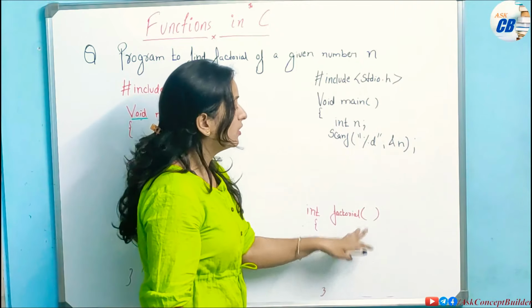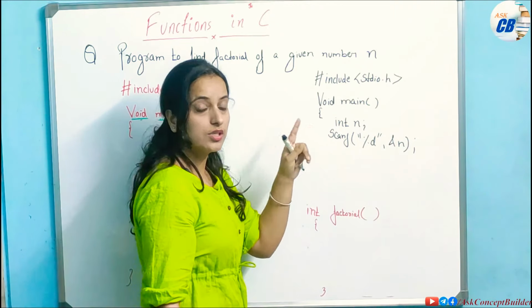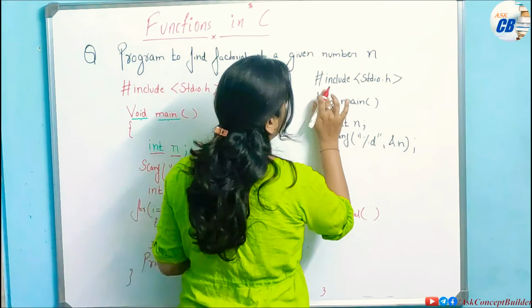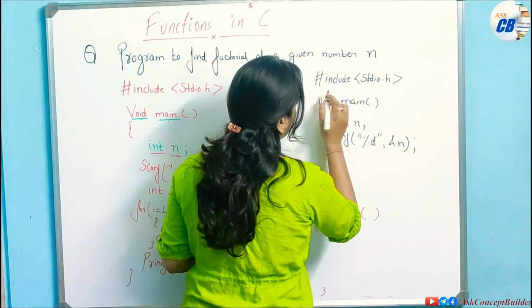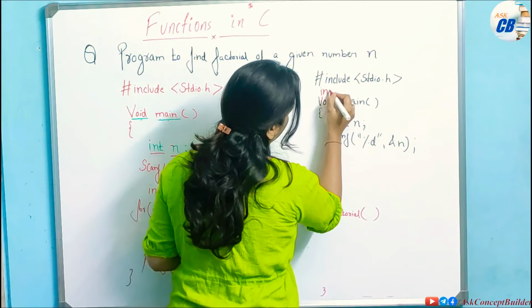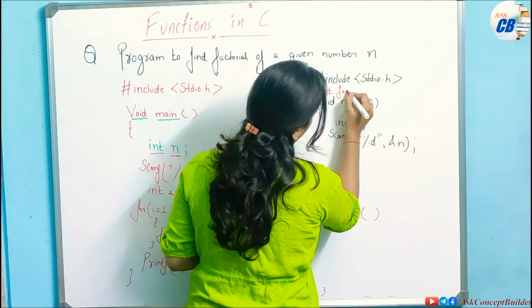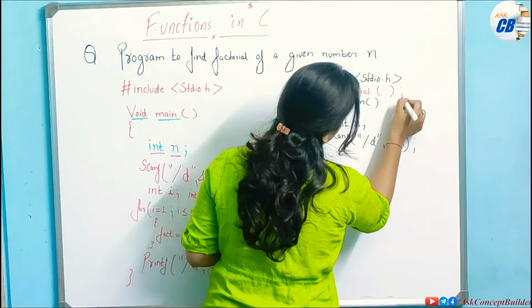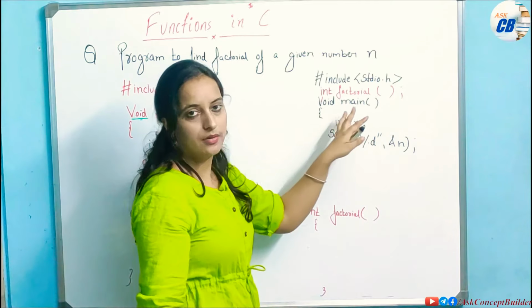Now one more important thing: this is the definition of your function, but before this you have to declare the function also. That is the important step. For the declaration, you simply write int factorial, with a semicolon at the end, to declare your function like this.